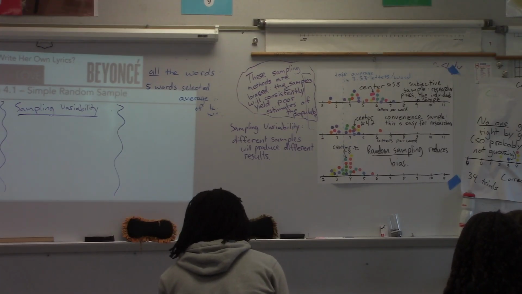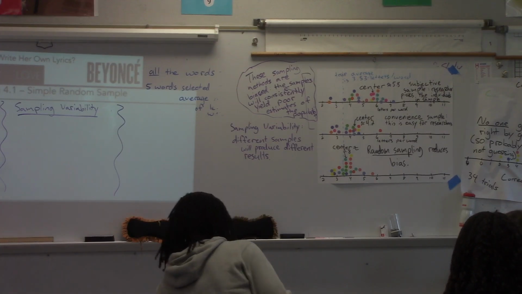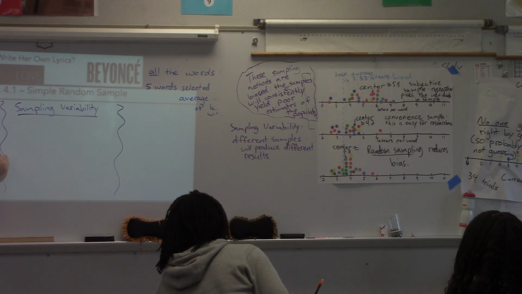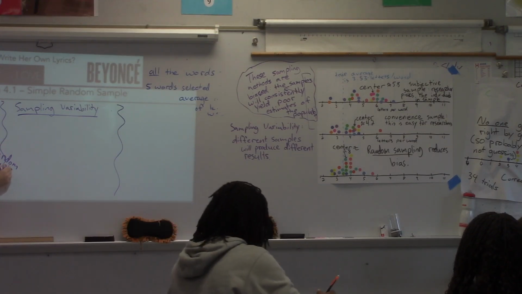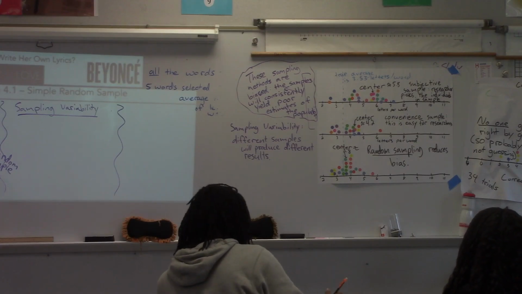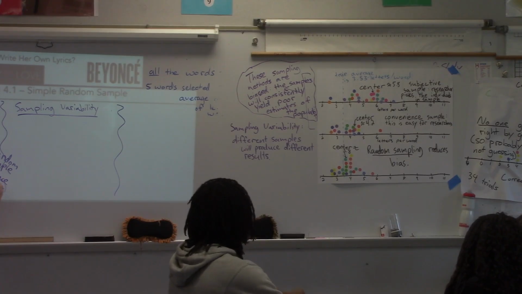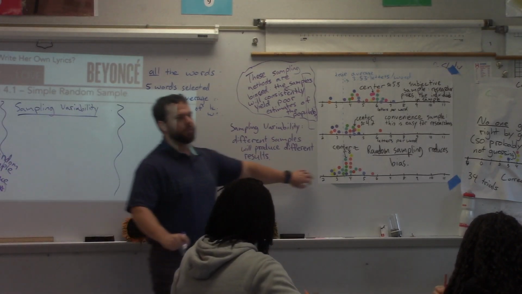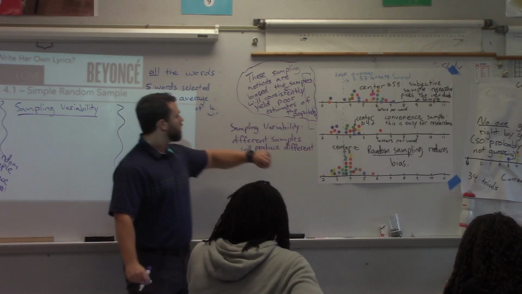What do you have to have for it to be unbiased? You got to have a random sample. This is the only thing that can reduce bias. Random samples reduce bias. Notice I didn't say it gets rid of it. Are some of these data points off? Yes. Why are some of these data points off? We all got different sampling variability.